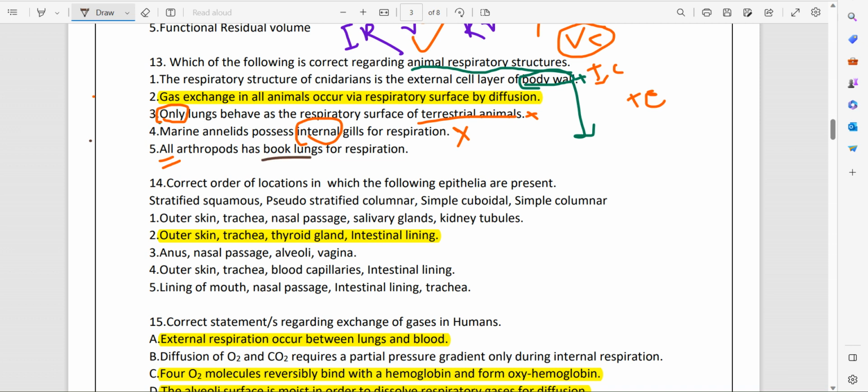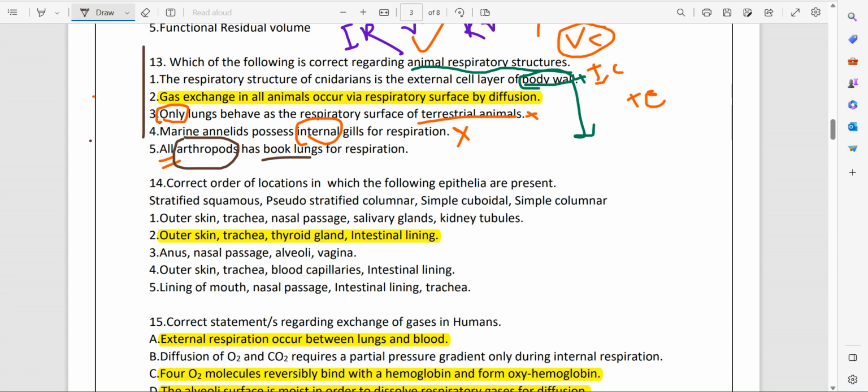So another logic would be using insects as the exception. Insects use a tracheal system, not book lungs. So insects are also arthropods. Even though they are arthropods, they are using a tracheal system, not book lungs. So that's a point where this gets wrong. So we can't consider it as all.